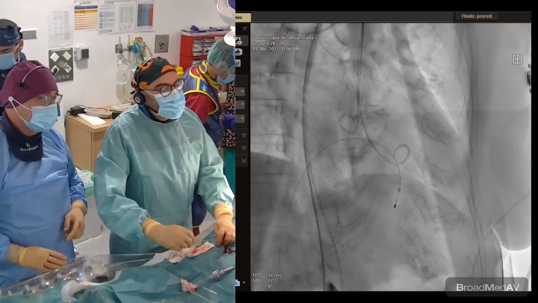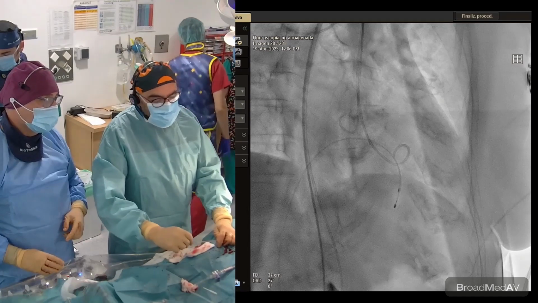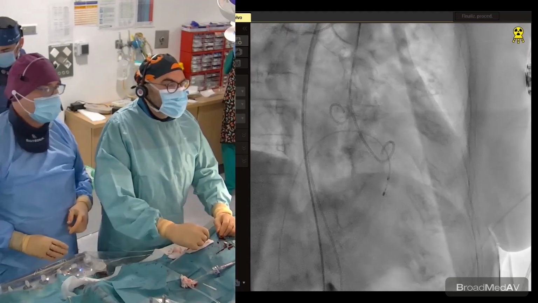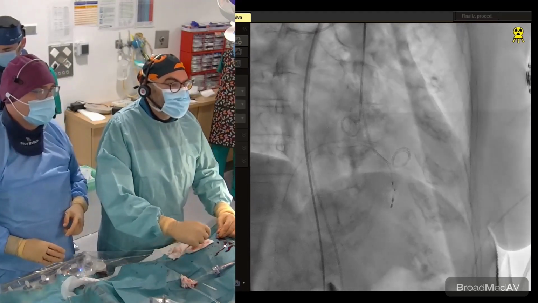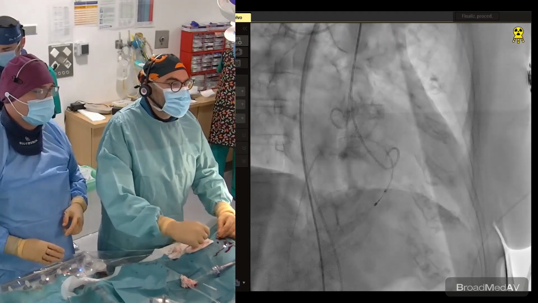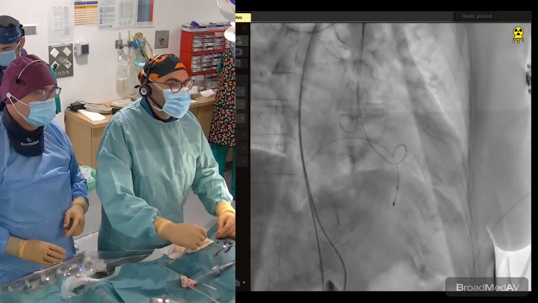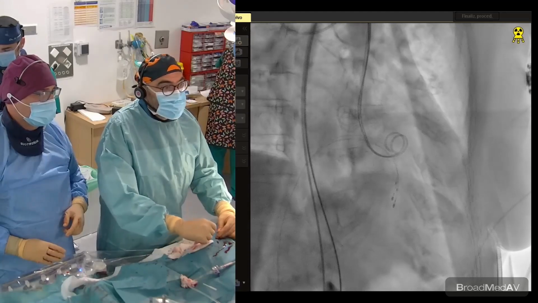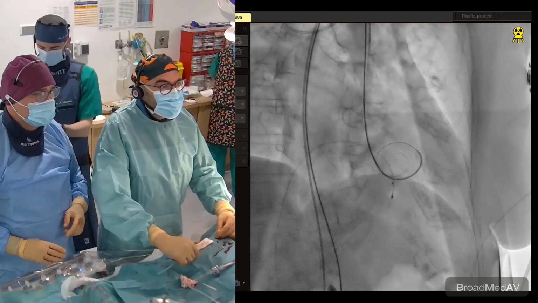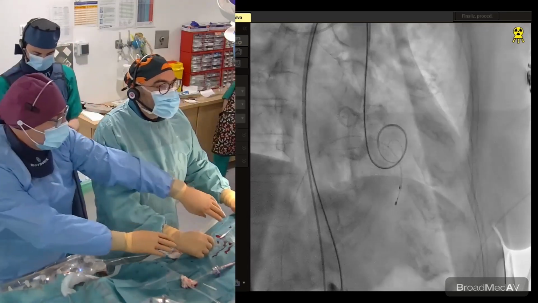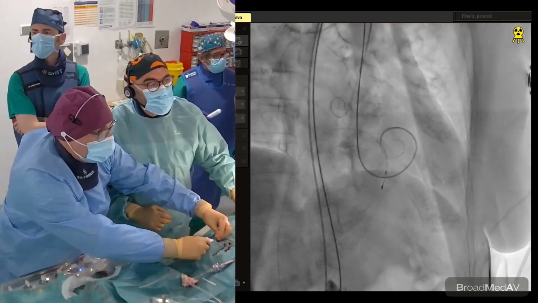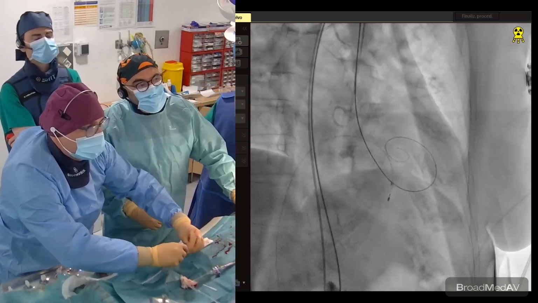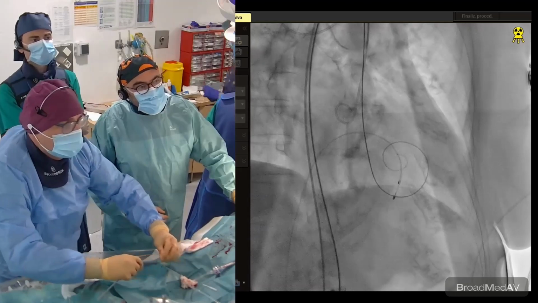In this case, we are going to implant, as Silvio told you, a balloon expandable valve. In our center, we use both self-expandables and balloon expandable valves, and among the balloon expandable valves, we use both the Sapien and also the MYVAL. The MYVAL has some differences. It's very similar, but has some differences in comparison with the Edwards valve.